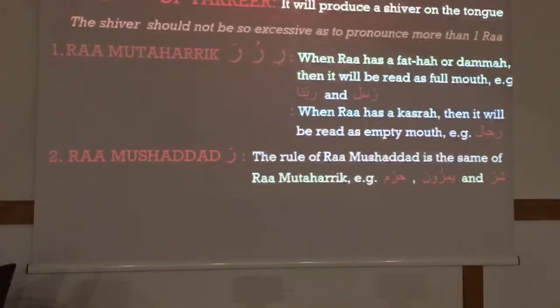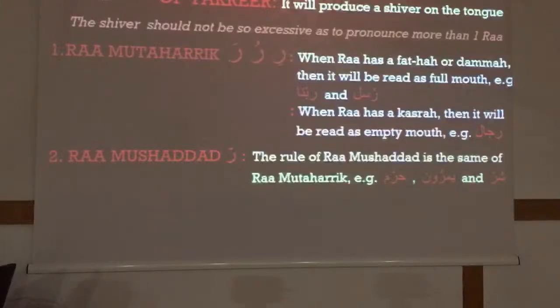It has a dhamma. So then how is this ra going to be read? Full. So when you look at this, same again, because it's tashdeed, there's going to be a bit more of a shiver, but not too much. We don't want to say yamurr. Okay, we're not a car here. It's not yamurruna, it's yamurr. Control that shiver. That's what we need to do. Yamurruna. Again, yamurruna. One more time. Yamurruna. Good. So this ra mushaddad, which has the dhamma, how is this ra going to be read?